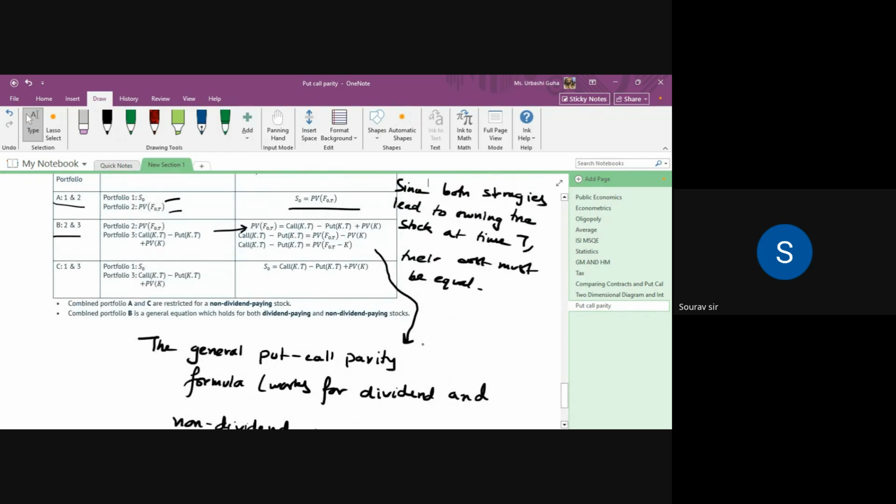Okay. And last is portfolio 1 and 3, which we have discussed. Portfolio 1 and 3. So we get this is a special case. Here let me write with some other ink. Special case means non-dividend paying stock.